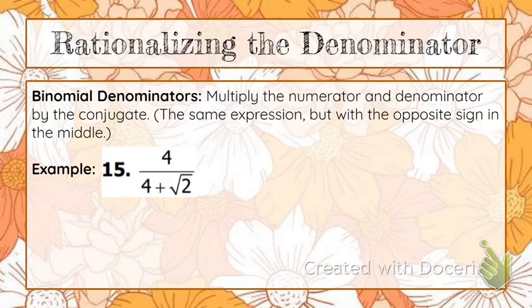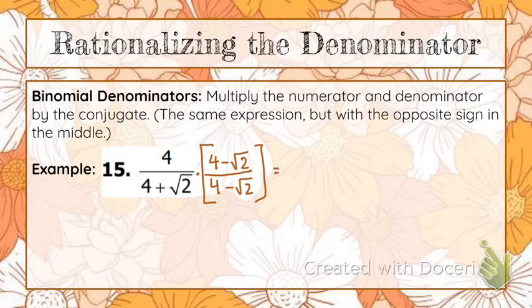And we want to multiply the numerator and denominator by the conjugate. And the conjugate is the same expression, but with the opposite sign in the middle. You only change the middle sign. You do not change any other signs. So what that means is we're going to multiply top and bottom by 4 minus the square root of 2. And remember, these have to be the same because it has to equal 1 so that we're not technically changing the value of this expression.